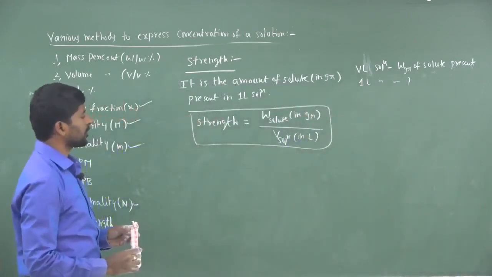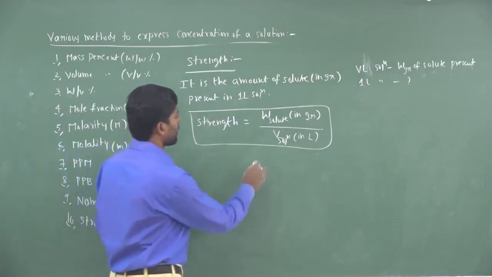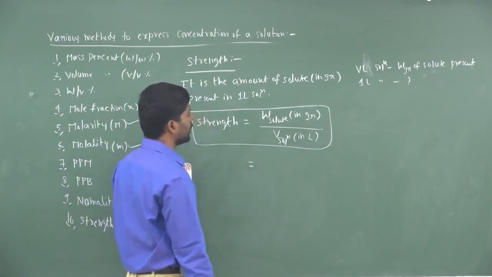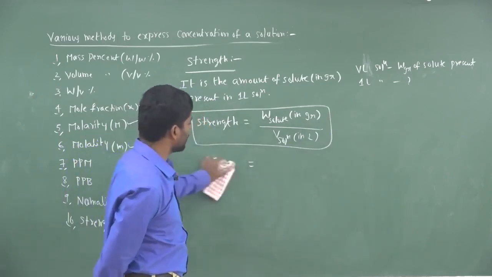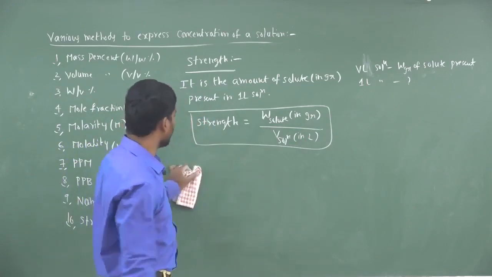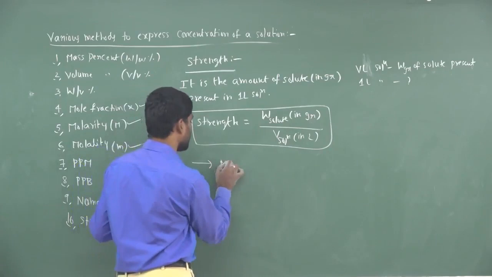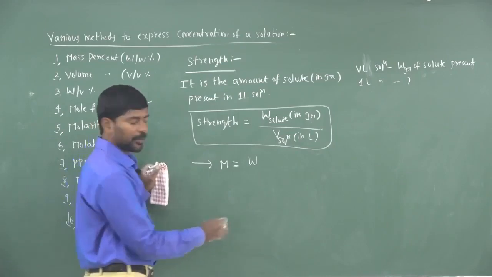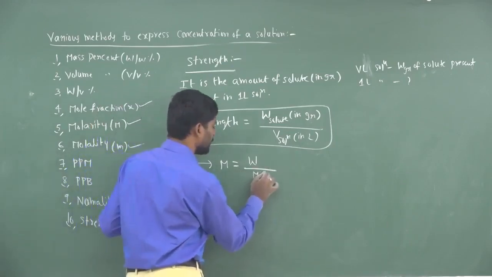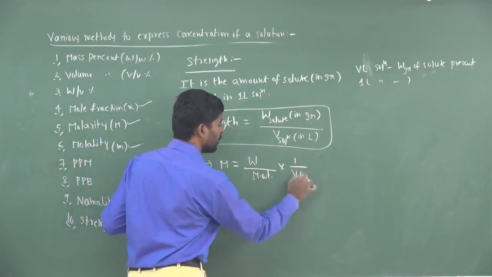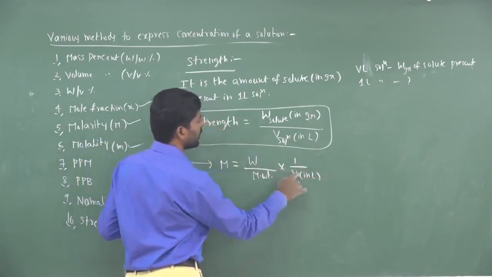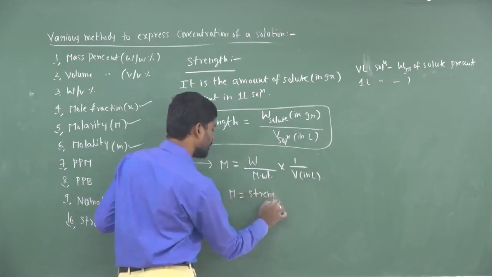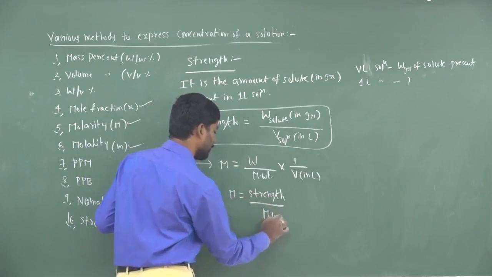See the expression for strength. If you write the volume of solution in ml, we have to multiply with 1000. With respect to molarity also we can write strength. Molarity is equal to number of moles by volume in liters. Number of moles means weight by molecular weight, into 1 by volume in liters. Weight by volume in liters is called strength. So molarity is equal to strength of the solution by molecular weight.